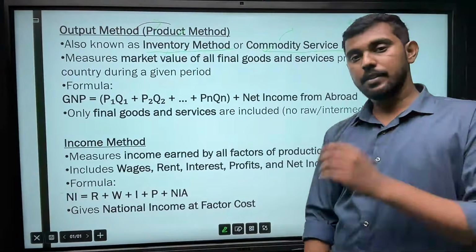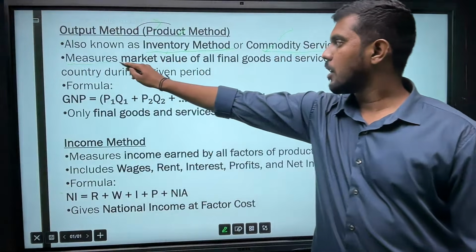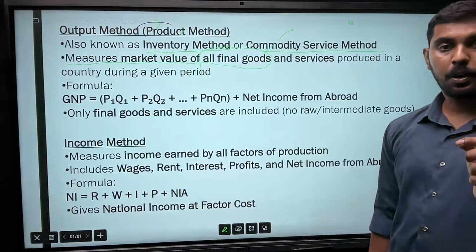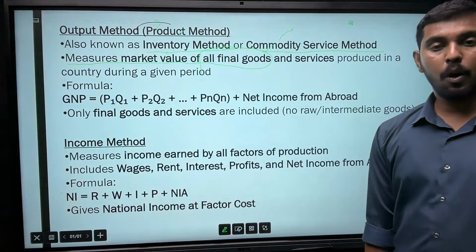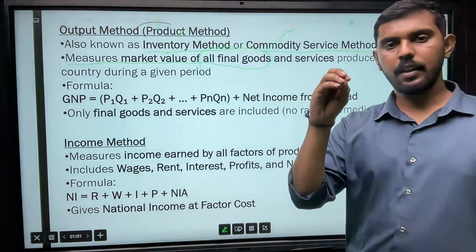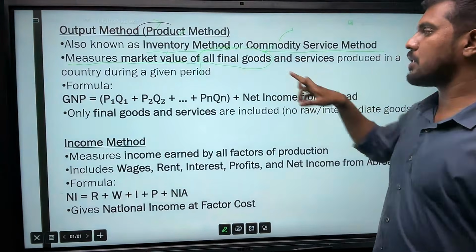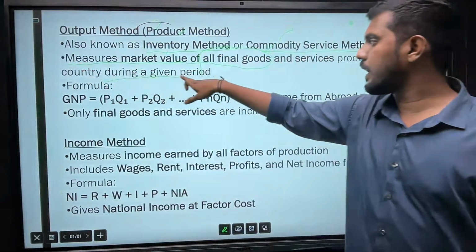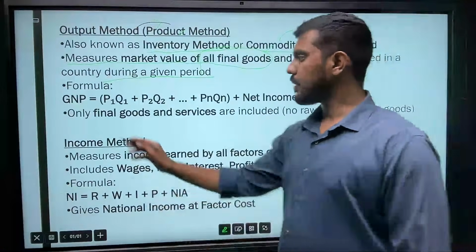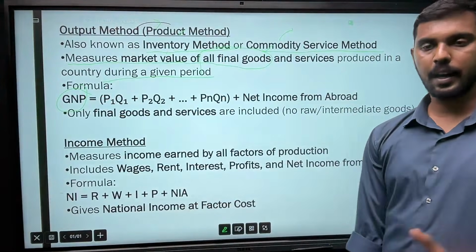What I told as the definition at the start of national income, write down here. What it measures: the market value of all final goods. It is a final good. It measures the market value of all final goods and services produced in a country during a period. What formula? GNP, gross national product, nothing but total income. What you calculate is total income.